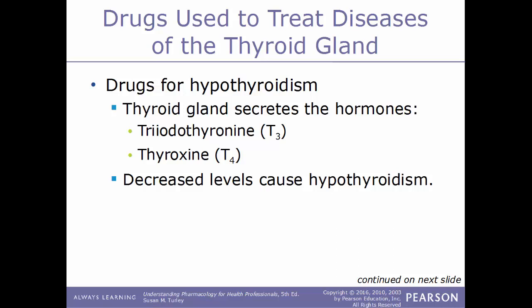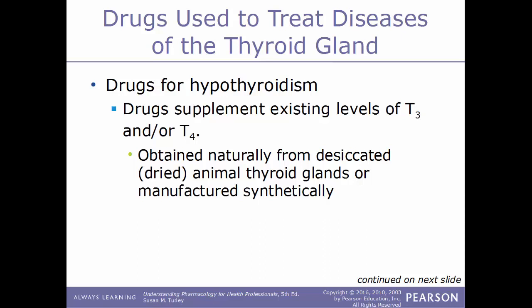The thyroid gland secretes hormones that are known as T3 and T4. T3, the full name is triiodothyronine, and T4 is thyroxine. These are collectively known as thyroid hormone, but they are chemically a little bit different. That's why it's T4 and T3. Decreased levels of these can lead to hypothyroidism. One type of drug that a patient could take to treat hypothyroidism are drugs that will supplement the existing levels of their T3 or T4. These are obtained naturally from desiccated animal thyroid glands, or those that are manufactured synthetically.